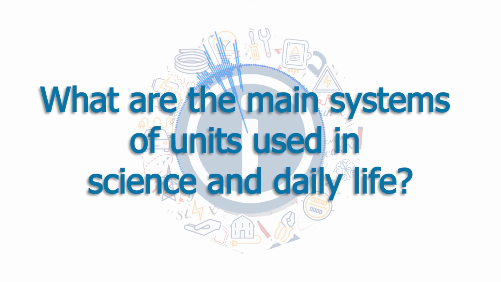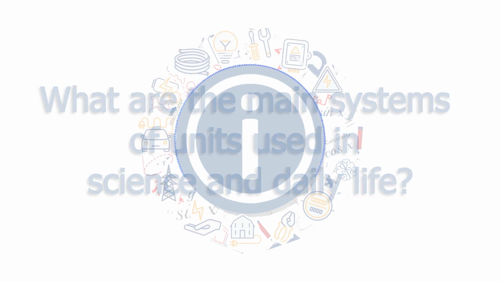What are the main systems of units used in science and daily life? There are 2 main systems of units used in science and daily life today, 1. The SI system of units and 2. The imperial system of units. The first one is recognized in science and technology while the other is mostly used in daily activities in English-speaking countries. In the next segment, we will discuss the most important features of each system of units. The SI system of units.